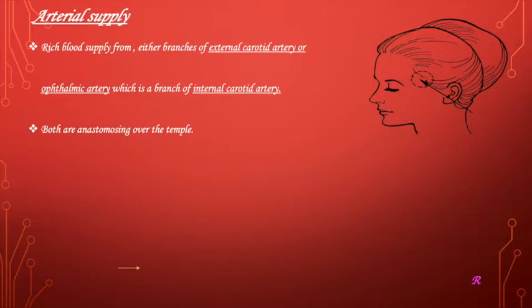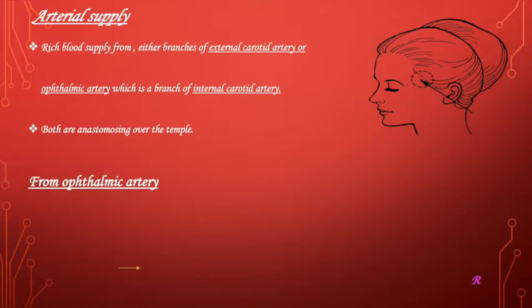Scalp has got a rich blood supply. It is mainly from two branches, that is external carotid artery and ophthalmic artery. We know that ophthalmic artery is a branch of internal carotid artery. These two systems, external and internal carotid arteries, will anastomose over the temple. You can see this is the region of temple. It is here where external carotid artery and internal carotid artery will join.